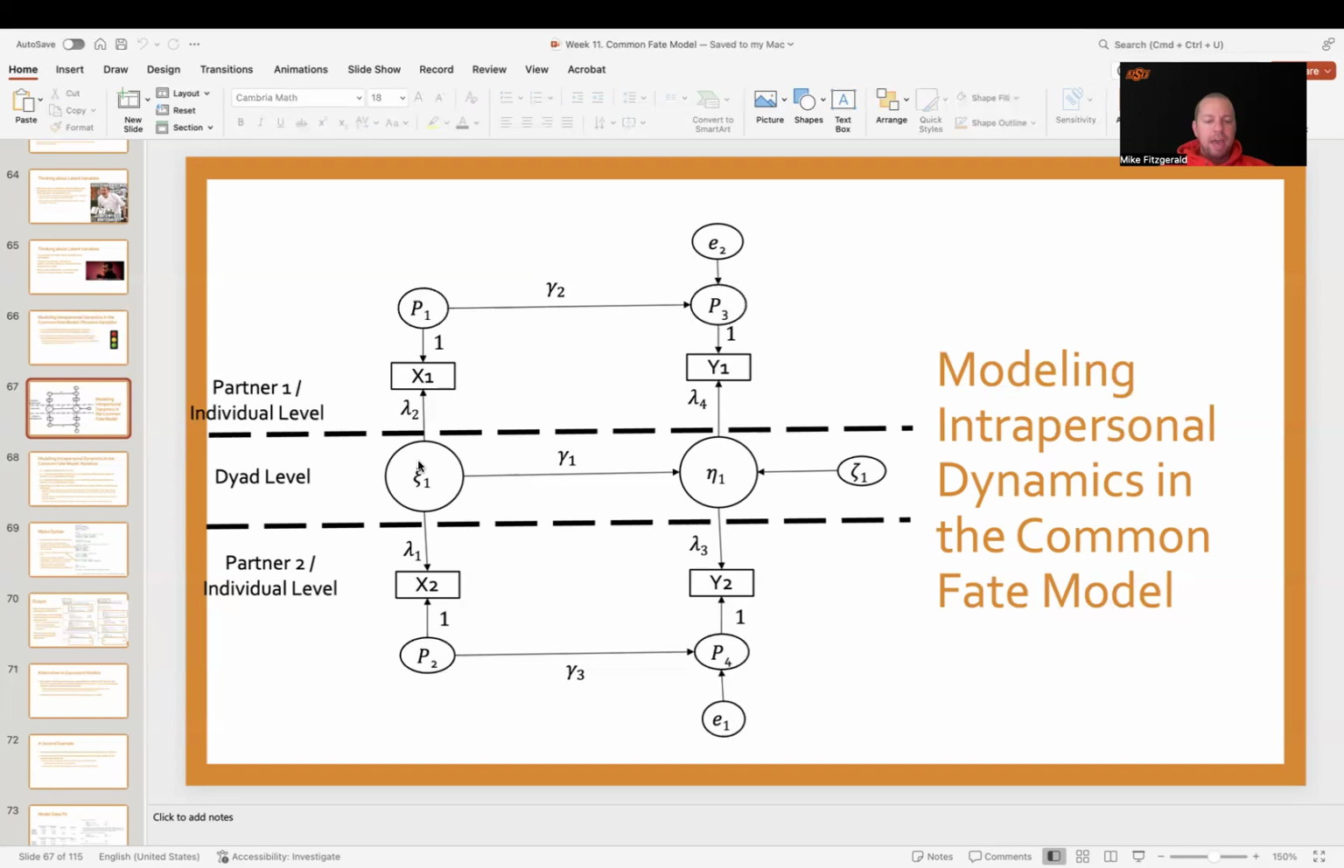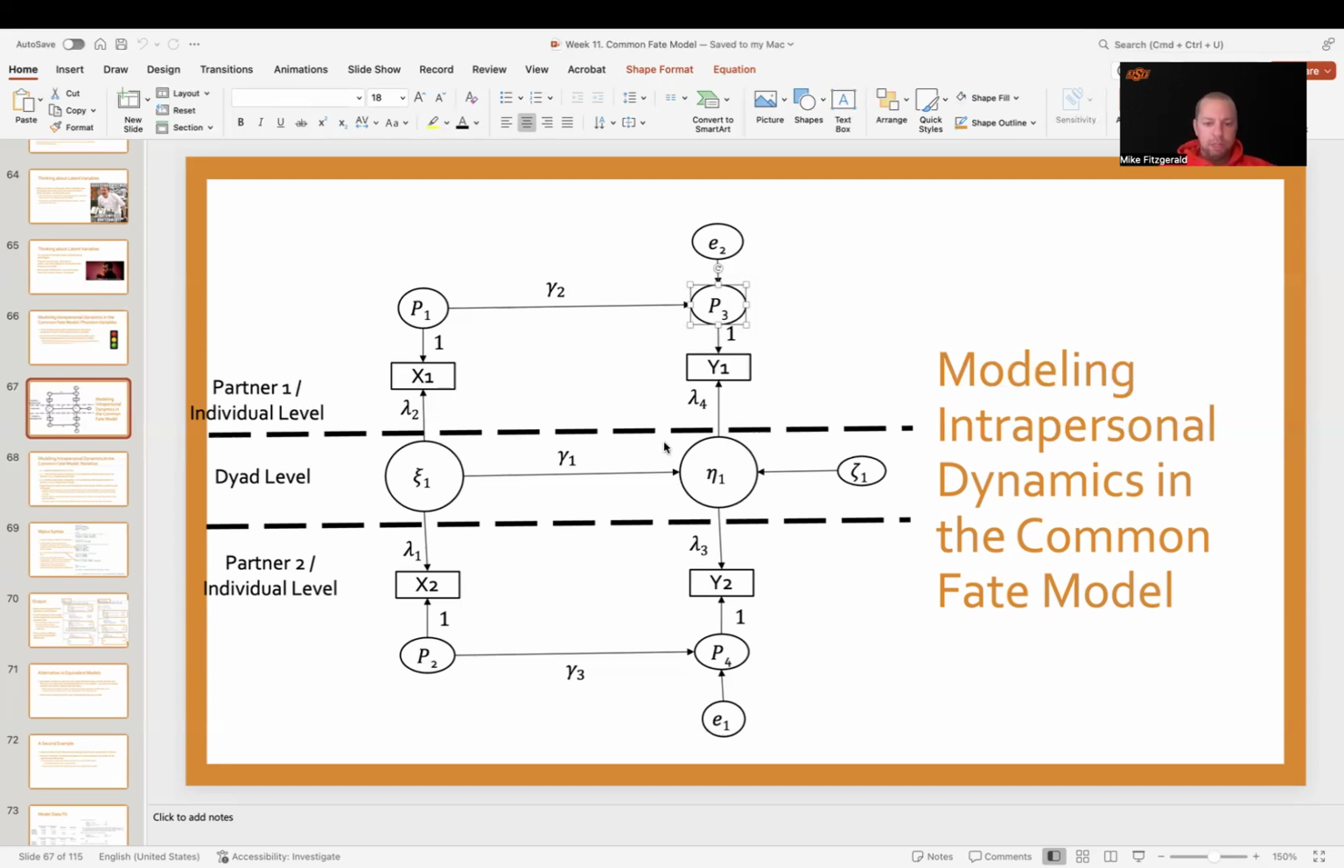All right. And that is not going to affect gamma 1 in any way. So this will not change. This estimate right here will not affect gamma 1 in any way. Another way to think about this is we are transforming the covariances that we saw in the baseline common fate model into regression coefficients. All right, because now we can account for variance in the individual perceptions of each partner on the dependent variable, right? And so that's what we're going to be doing.